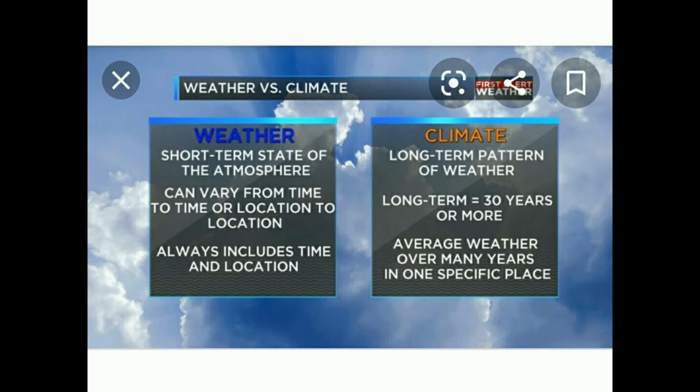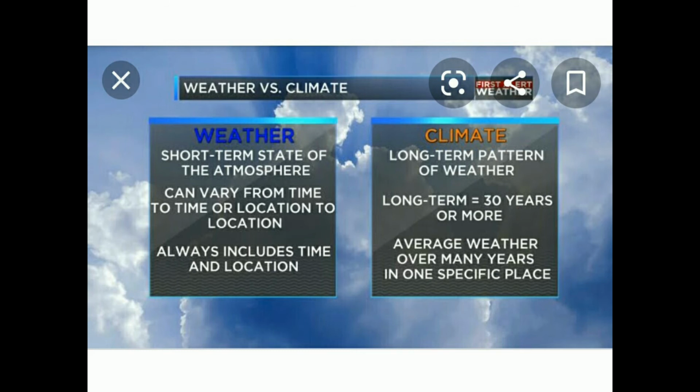But what is climate? Climate is the weather conditions maintaining for a long period of time. It will be changing only in the long run. It can vary from time to time or location to location. And climate is long term, that is more than 30 years. Weather always includes time and location, and in climate, it is the average weather over many years in one specific place. So I already said, in a particular specific place, if the weather conditions remain for a long period of time, then only it is called a climate.